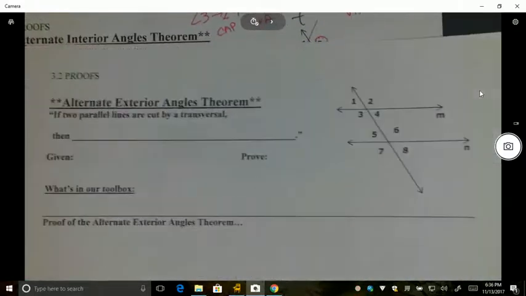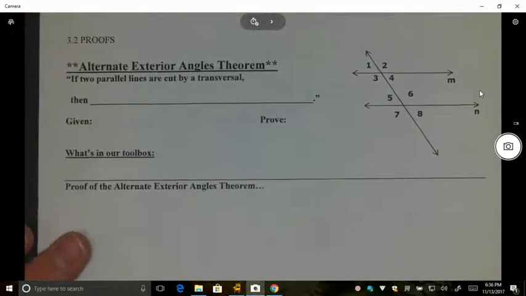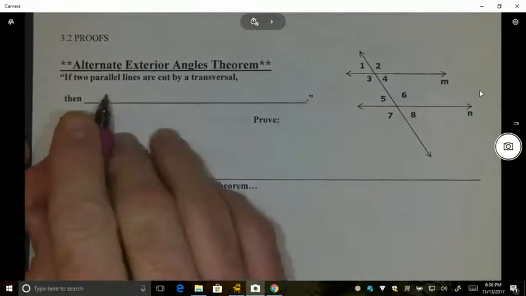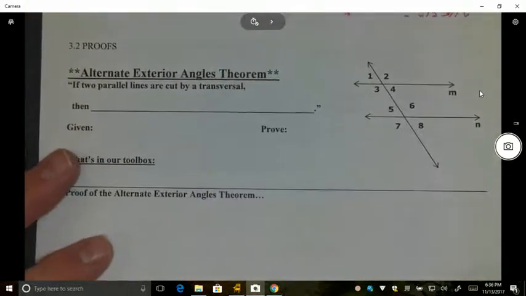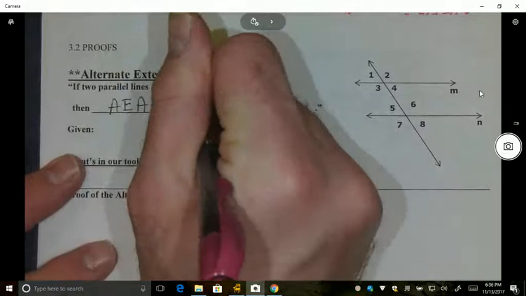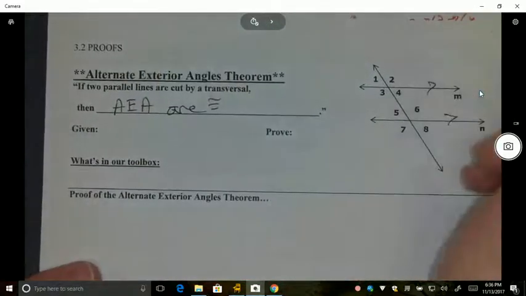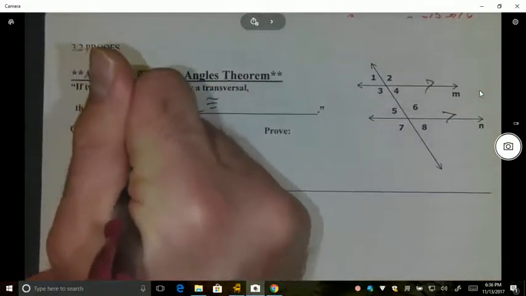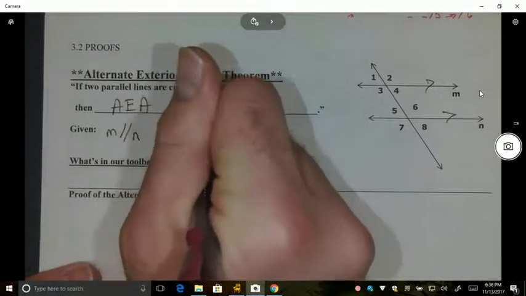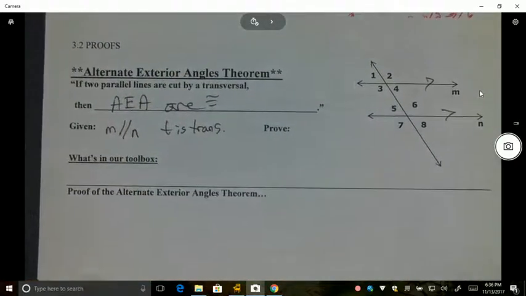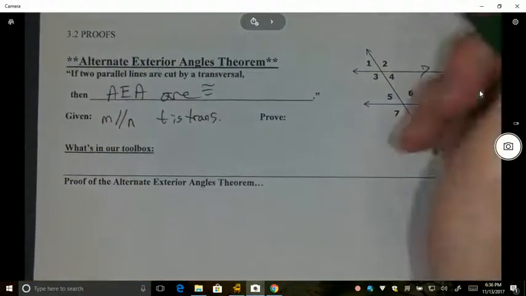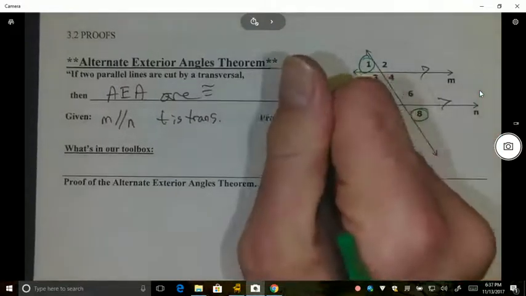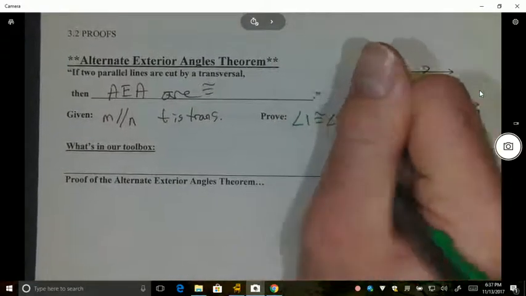Our last proof for now, alternate exterior angles theorem. When two parallel lines are cut by a transversal, or if they are, then alternate exterior angles are congruent. So in this picture, again, I picked m and n for fun. M is parallel to n, t is the transversal. We're going to prove, now there's 2 sets of alternate exterior, I'm going to do 1 and 8. That angle 1 is congruent to angle 8.